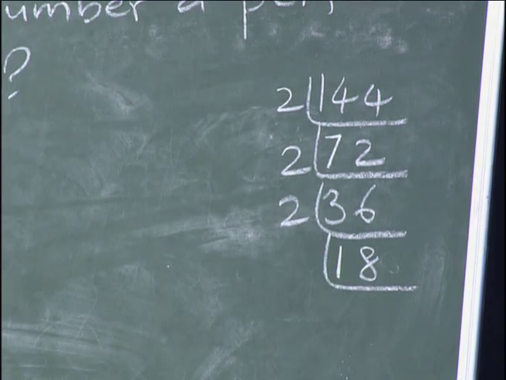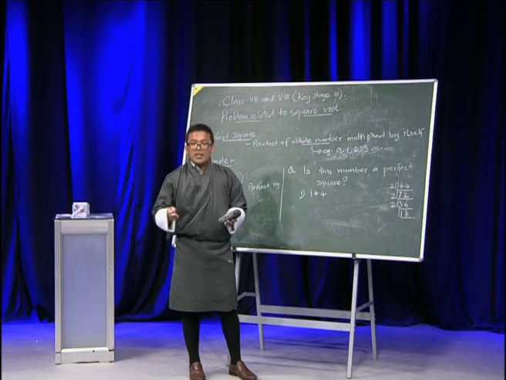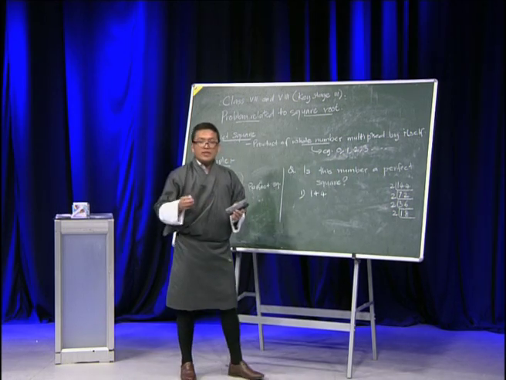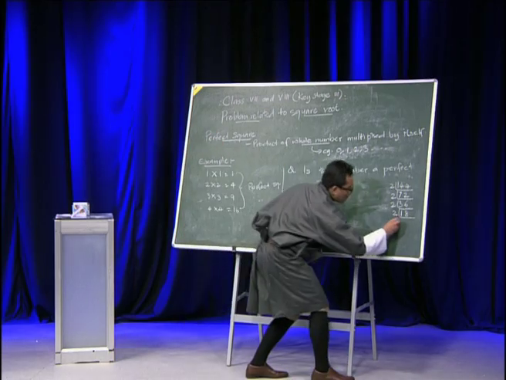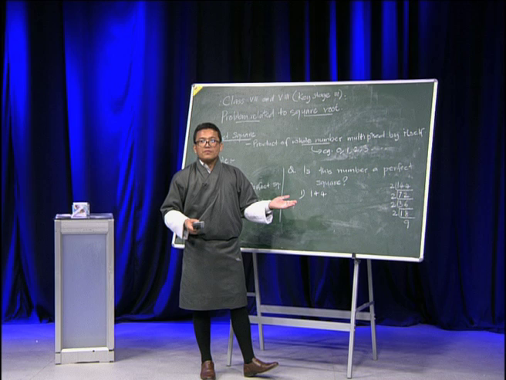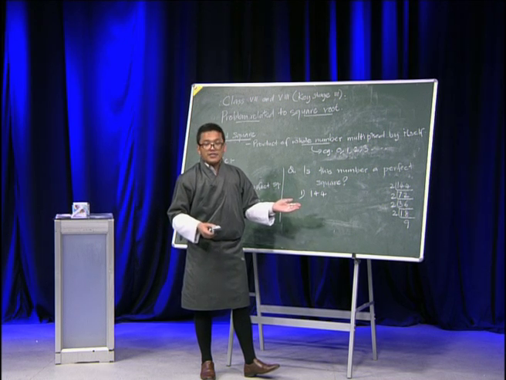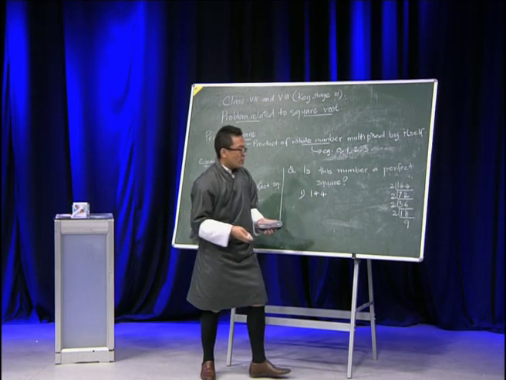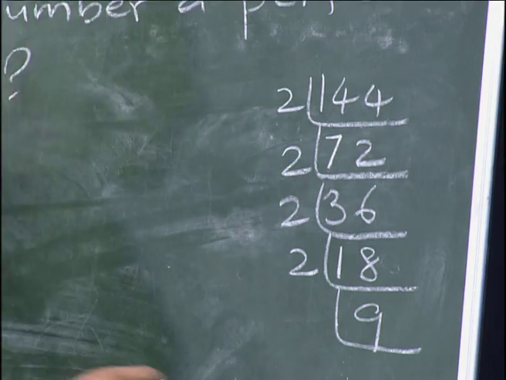Now, again, I have 8 in the ones place. I can still use 2 to divide this number. 2, how many times is 18? 9 times. Now, my number is not even, neither is it 0, so I can't use 2 to divide this number. I have to use another prime number.